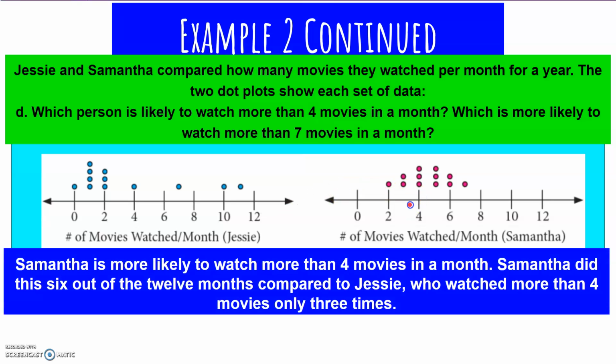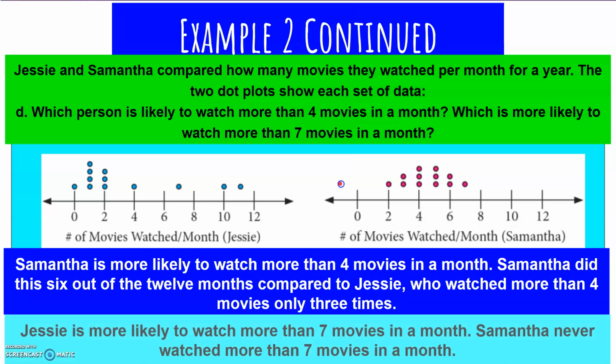If you guessed Samantha, you are correct. She is more likely to watch more than 4 movies in a month. She did this 6 out of the 12 months, so more than 4 is 5, 6, or 7 here, and she did that 6 times. 6 times she watched more than 4 movies in 1 month, whereas Jesse only did it 3 times. So Samantha is more likely to watch more than 4 movies.